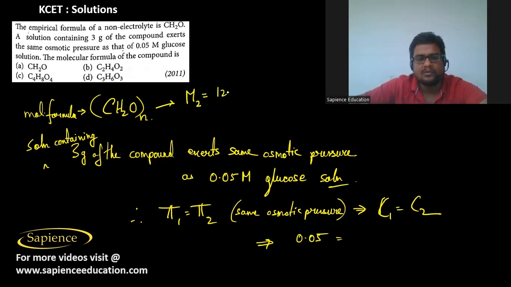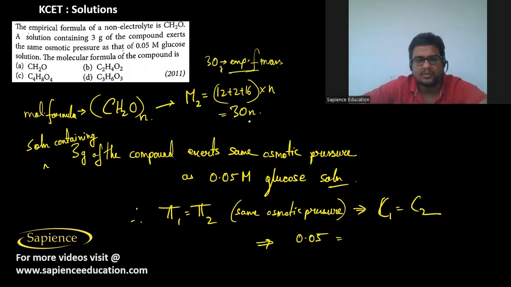Now the molar mass of this compound, let's say M2, will be equal to 12 plus 2 plus 16, into n, that is equal to 30n. Here this 30 is the empirical formula mass, 30 gram. So the molar mass is 30n gram. From here we have to find out n.